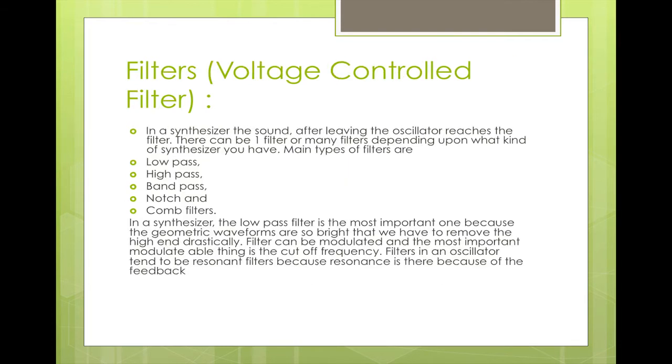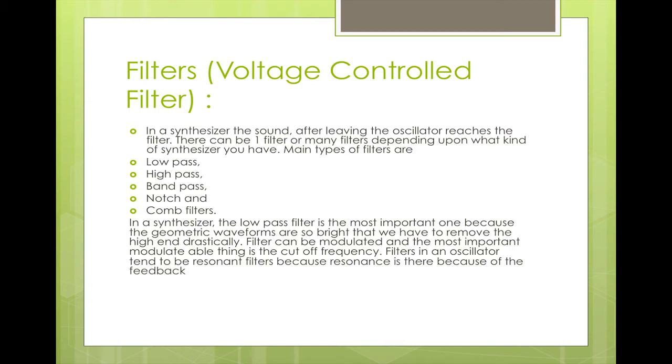The second module we have is filters, which are also called voltage controlled filters. In a synthesizer, the sound after leaving the oscillator reaches the filter. There can be one filter or many filters depending upon what kind of synthesizer you have. Main types of filters are low pass, high pass, band pass, notch, and comb filters. In a synthesizer, the low pass filter is the most important one because the geometric waveforms are so bright that we have to remove the high end drastically.